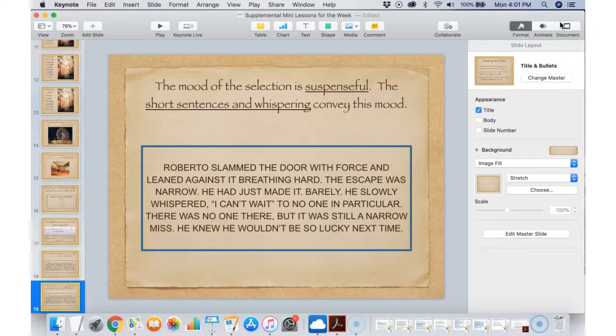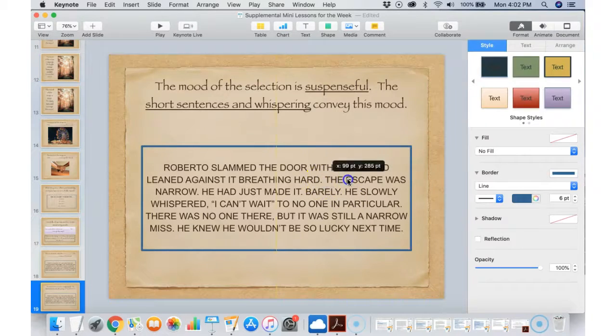Okay, so here's an example. Maybe it feels suspenseful. So what about this passage makes it feel suspenseful? Well, how about the short sentences and the whispering, right? Look at those really short sentences in there. I can even highlight them for you. Okay, look at this. Now the first sentence is like a normal sentence, but look at this one.